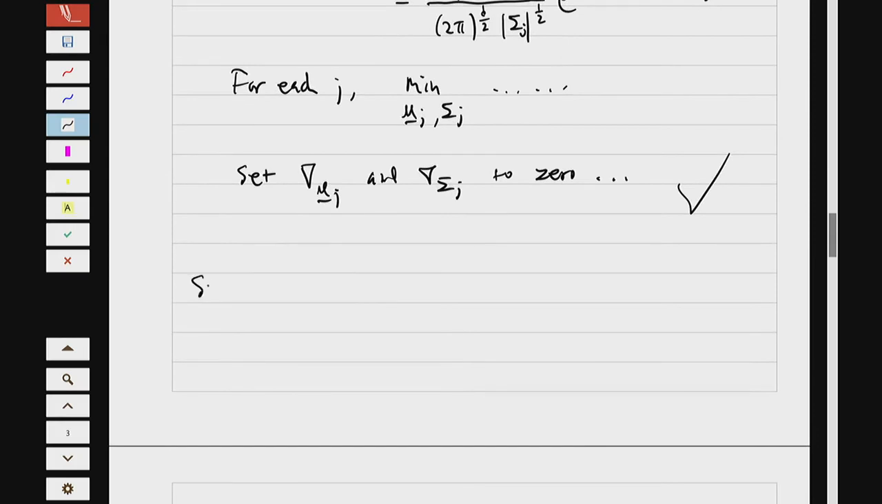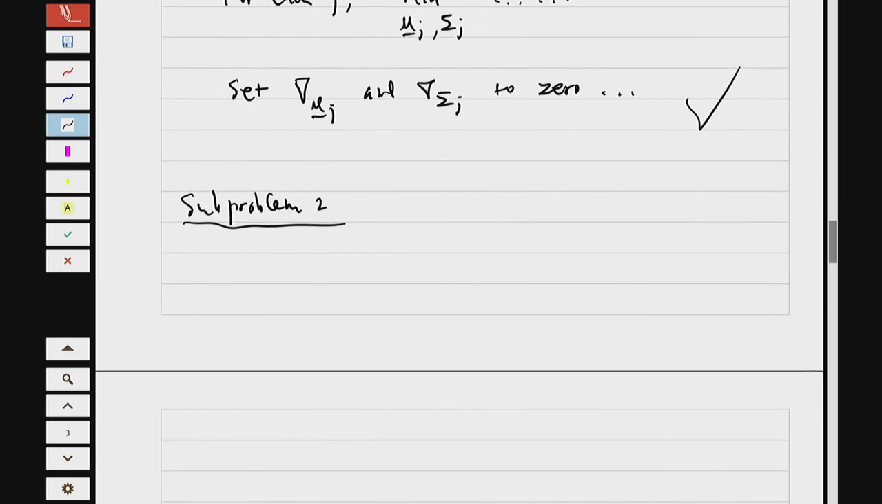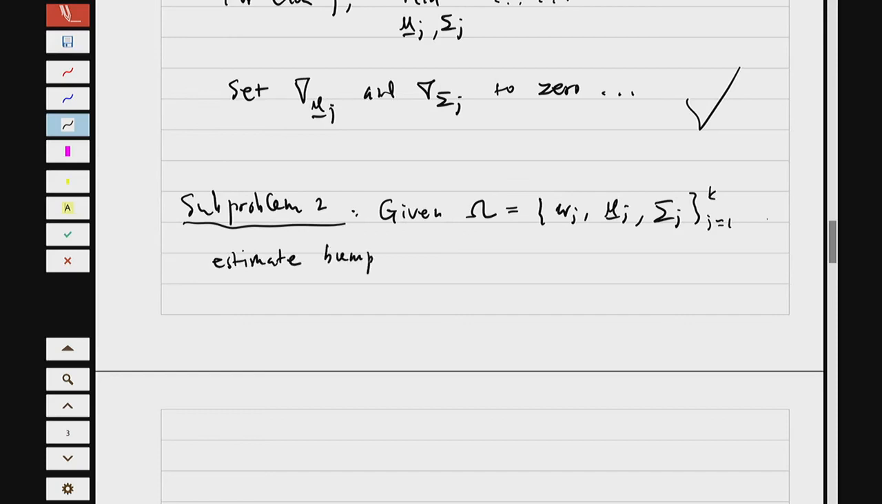And then subproblem 2. Of course, now we're given the omegas, the parameters for the bumps, the Gaussian parameters, and the probability of choosing the bump j, j equals 1 to k. We want to estimate the membership again. Bump membership. How do we cluster those points, given that each cluster has those parameters?